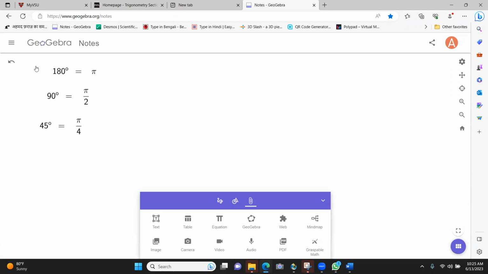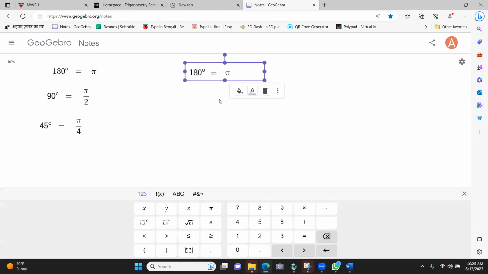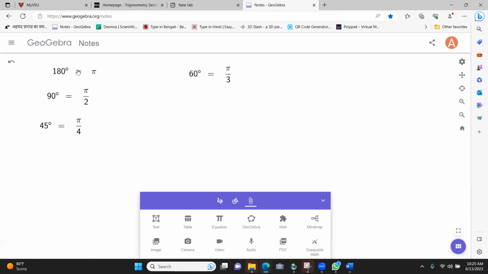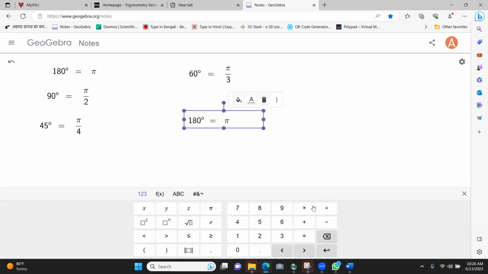Okay. Start with this. Divide both sides by 3. You're going to get 60 here. And there's going to be pi over 3. And take this. Divide both sides by 6. If you divide this side by 6, you're going to get 30. You're going to get pi over 6.